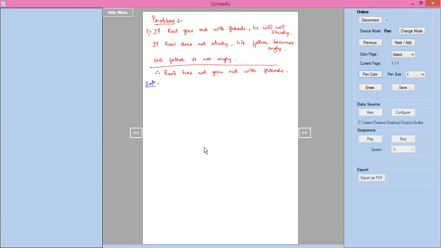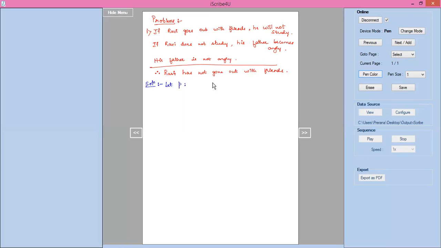We will first assume the propositions P, Q, R, etc. according to the data. Let us assume the first statement, Ravi goes out with friends, to be the proposition P. Then Ravi studies or whether he does not study, we can assume as one of the propositions in terms of the study. Then thirdly, his father gets angry can be assumed to be another proposition. So based on these propositions, we will be able to write down the given argument symbolically or in the tabular form. So let us do that one by one.